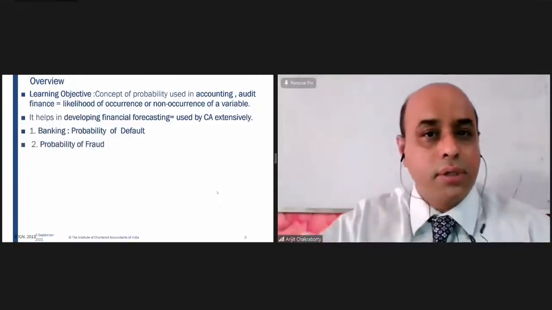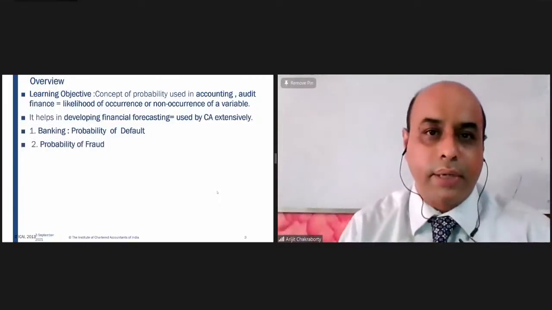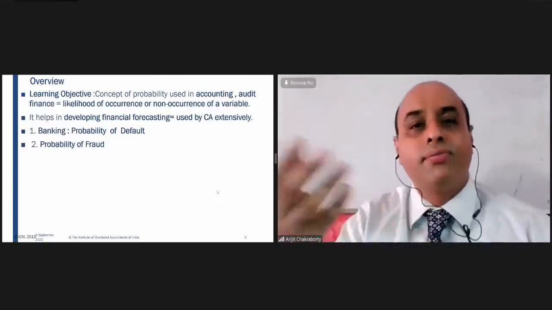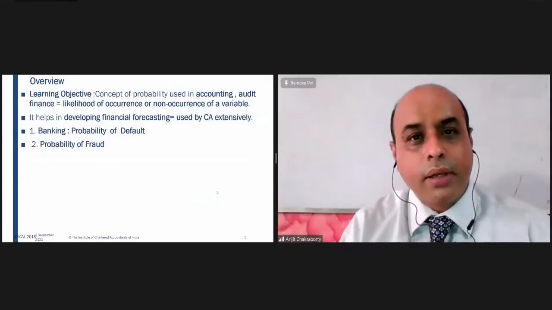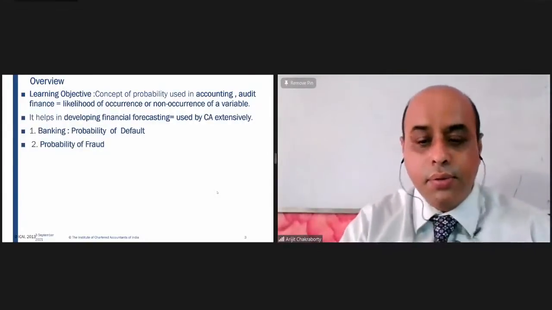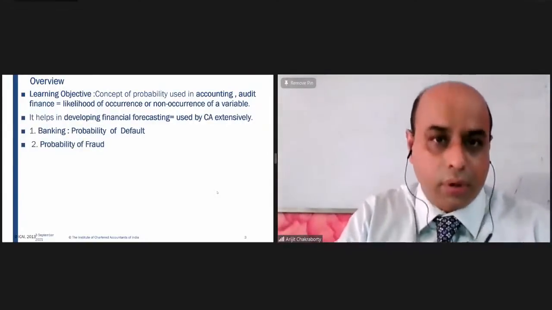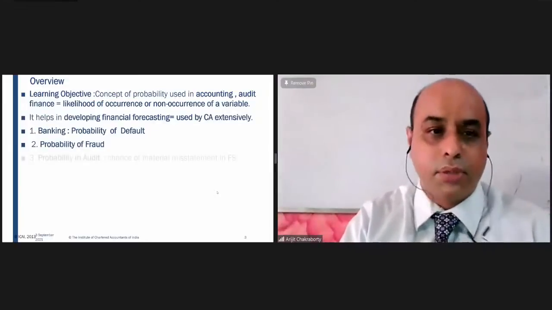Then so many frauds are taking place. What is the probability there will be a fraud in a particular company? What is the probability there will be a fraud in a particular banking organization, right? What is the probability of an online fraud? So even for calculation of fraud, especially in the area of forensic audit, this particular concept is used.